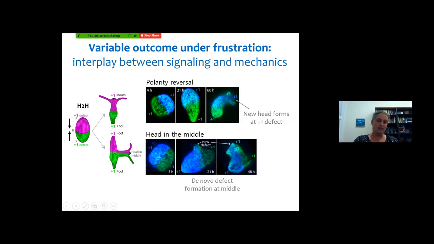In other cases, as you can see here, we have a head forming in the middle, and you can see here that the interface is smooth, and we have de novo defect formation, like you see in budding Hydra, at the middle to form the head in the middle. So this is a very nice demonstration of the interplay between signaling and mechanics that comes into this process of polarity determination in these regenerating ring doublets.